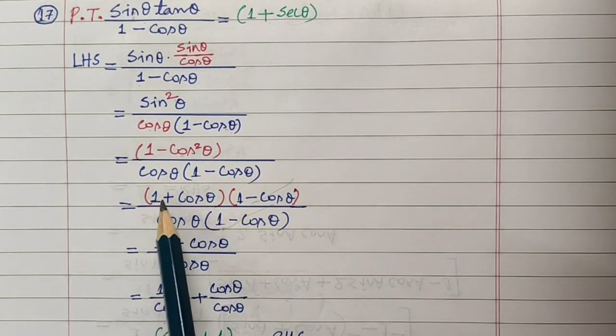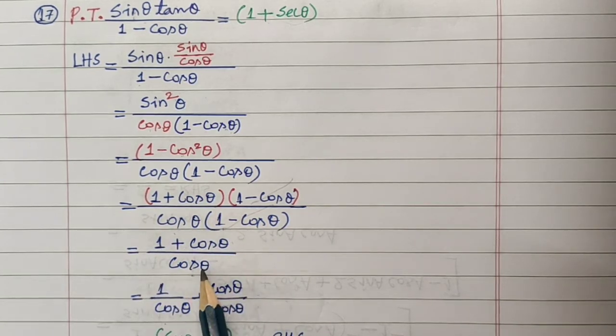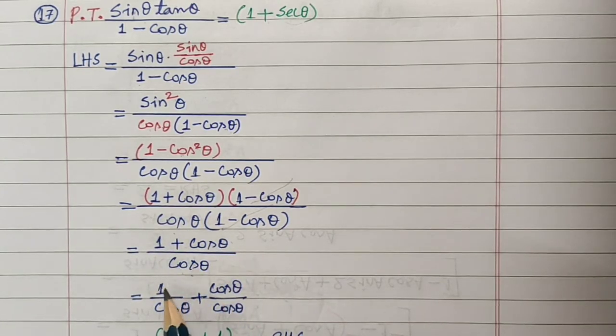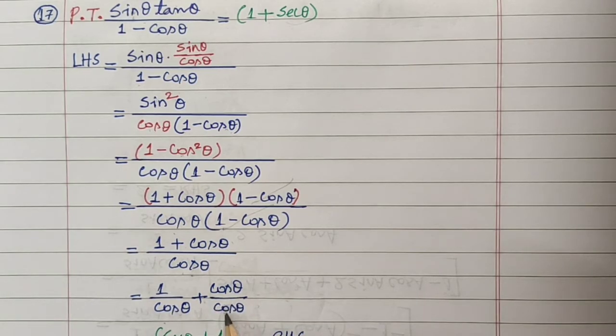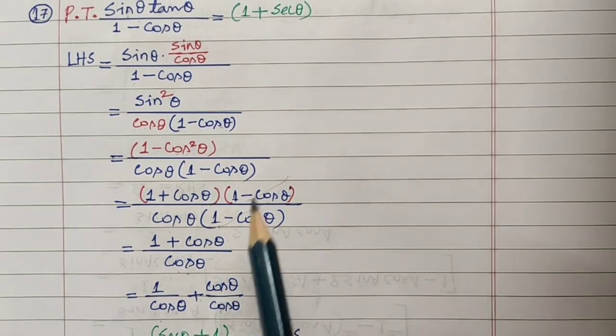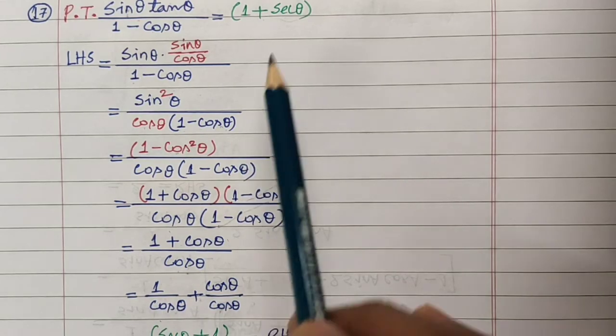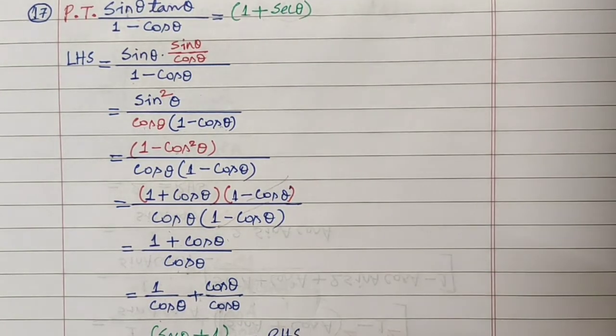So we are left with 1 plus cos theta divided by cos theta. This cos theta belongs to both 1 and cos, so 1 divided by cos theta plus cos theta by cos theta. We know that 1 by cos theta is secant theta, plus cos theta by cos theta is 1, which is equal to 1 plus secant theta. That is equal to RHS here. Hence we have proved.